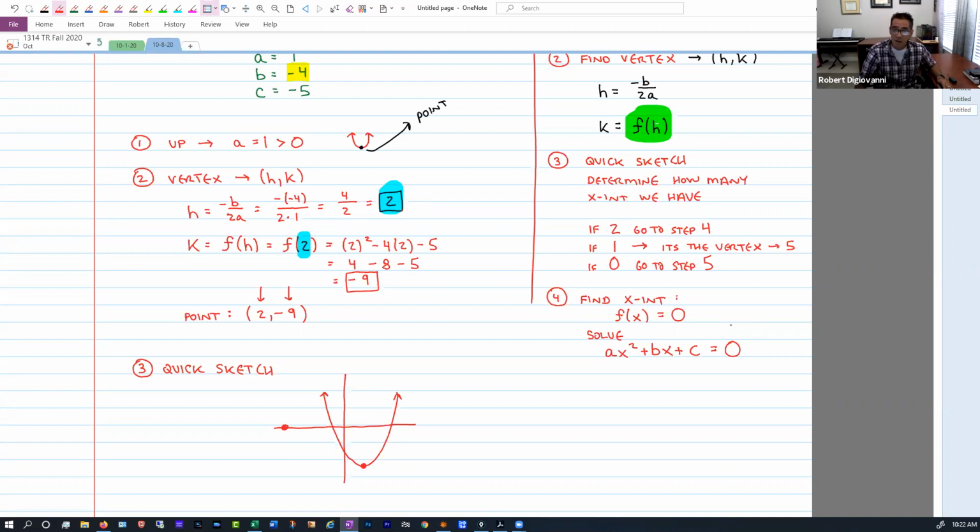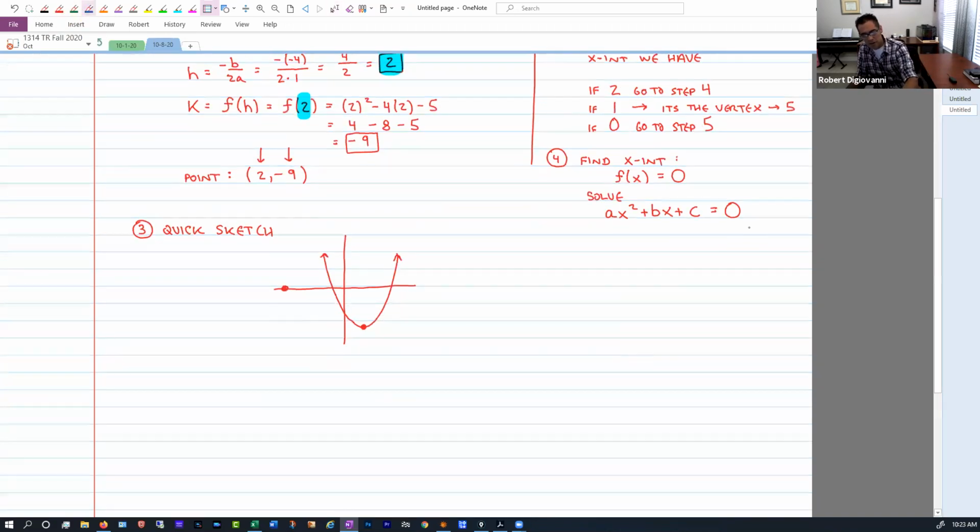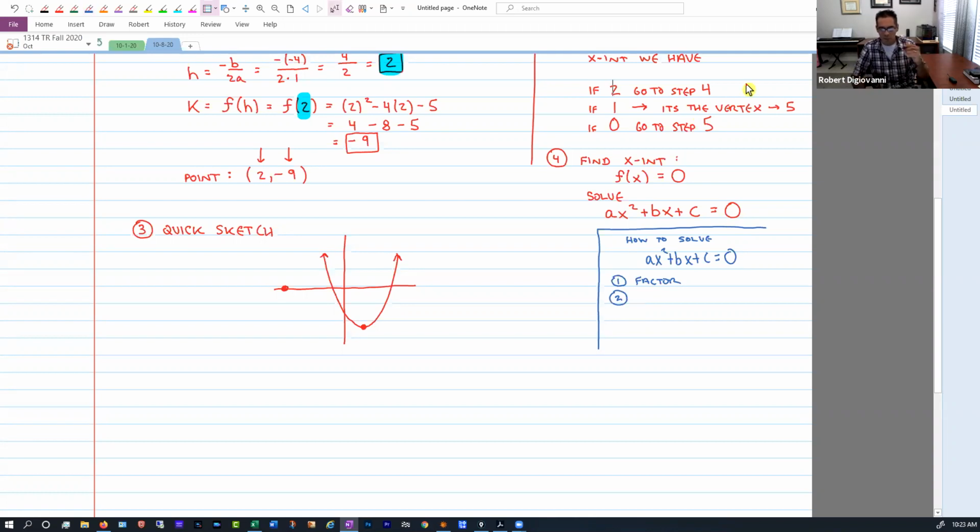You can factor. So I think I want to do this kind of as its own little step within this. How to solve ax squared plus bx plus c equals 0. To solve that quadratic, your first option is to factor. Now, if you're not good at factoring or you feel uncomfortable with it, then your second option, and these are options, these aren't like step 1, step 2, is to use the quadratic formula.